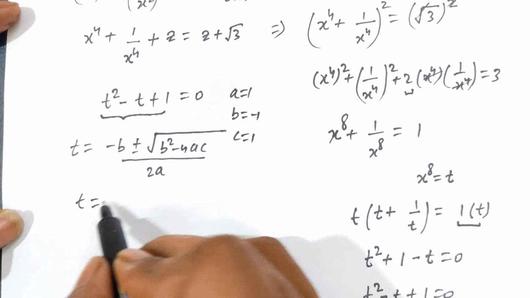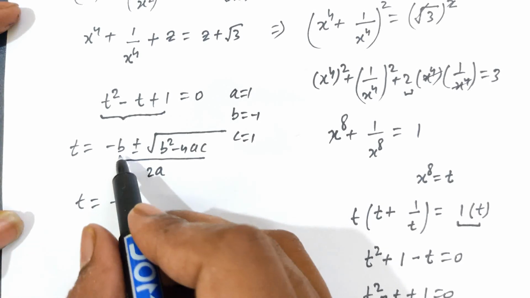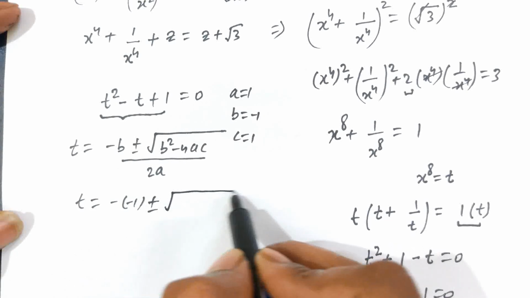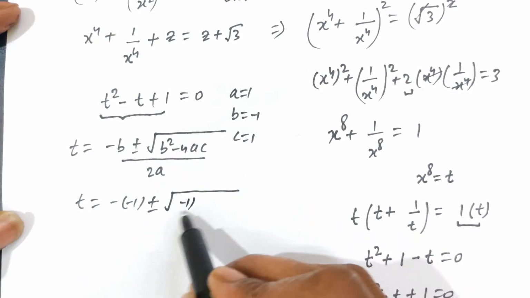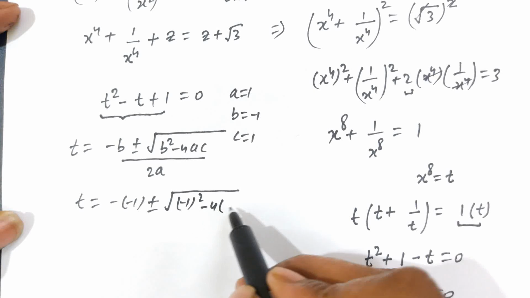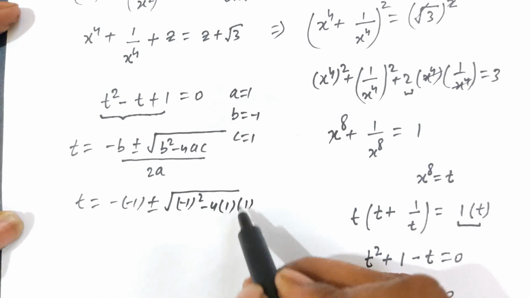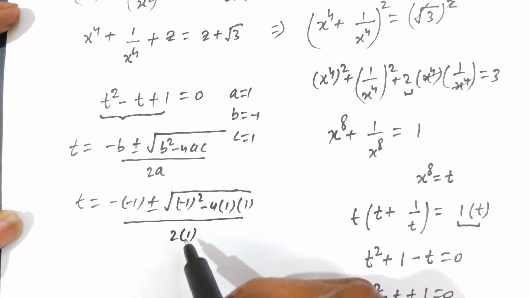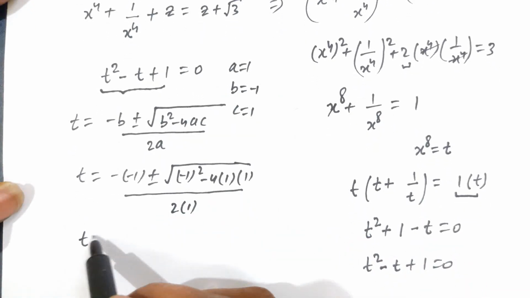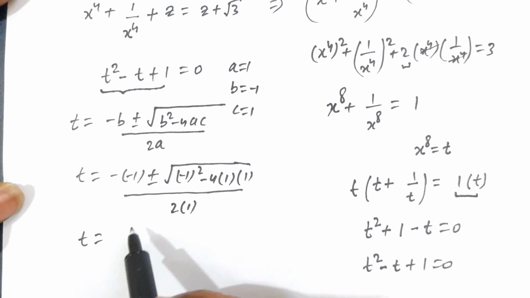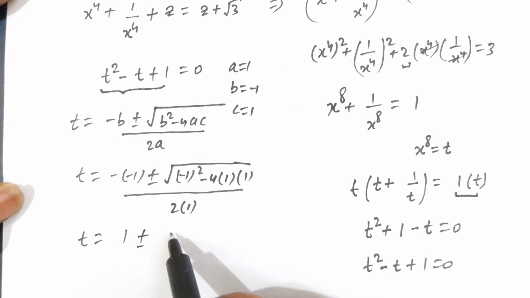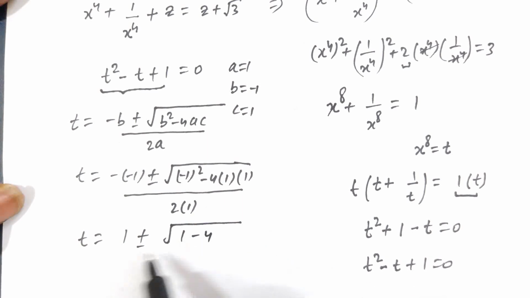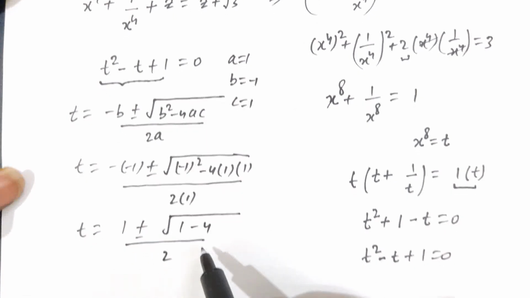Then the value of t is minus b, and b is replaced by minus 1, plus minus square root of b square, that is minus 1 square, minus 4 times a, that is 1, and c, that is 1, and divide by 2 times a, that is 1. Then here t is equal to minus multiplied by this minus 1, then we get plus 1 plus minus square root of minus 1 square, that is 1, and here minus 4, and divide by 2.